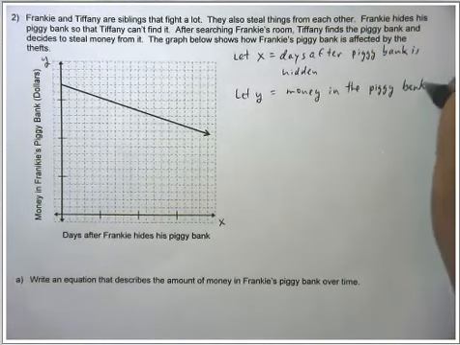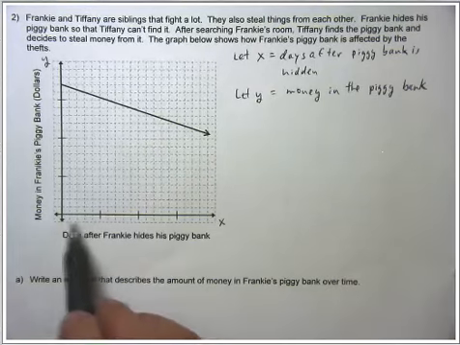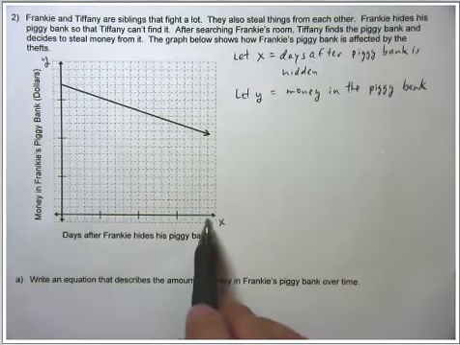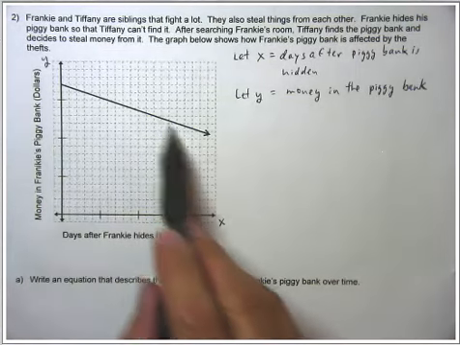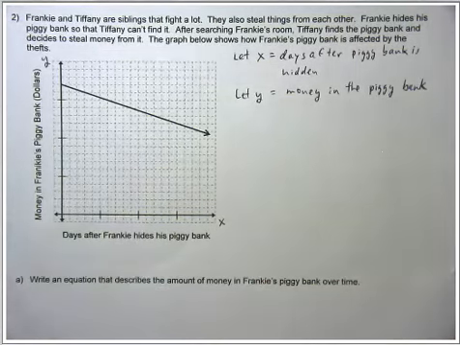All right, so I like to do that just so we're very clear about what the x and what the y stand for. So as the number of days go by after the piggy bank was hidden, the money in the piggy bank goes down because Tiffany stole money out of it. But let's look specifically at what we see in this.